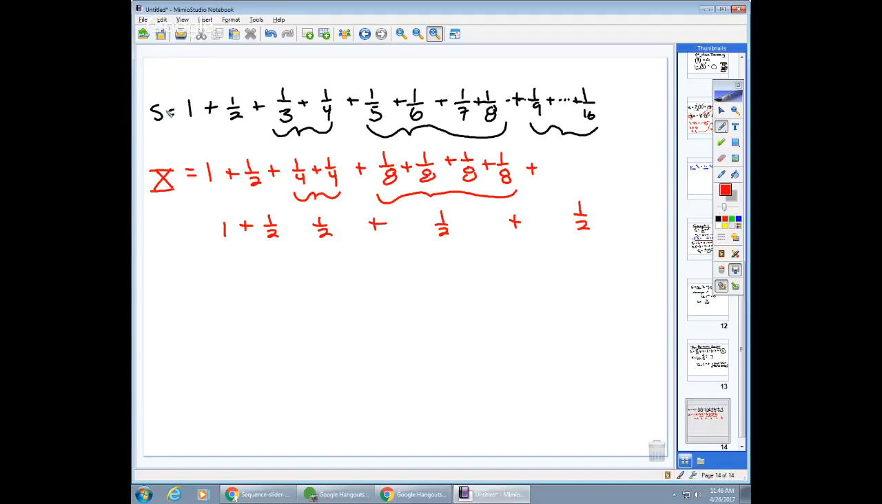S is bigger. So what I know is that my new series I'm making, X, is always less than S. Well, I'm adding a whole bunch of halves forever and ever. What do you think that's going to add up to? If I added 100 halves, I'd have 50. 1,000 halves would be 500. A million halves would be 500,000. A gazillion halves would be half of a gazillion.